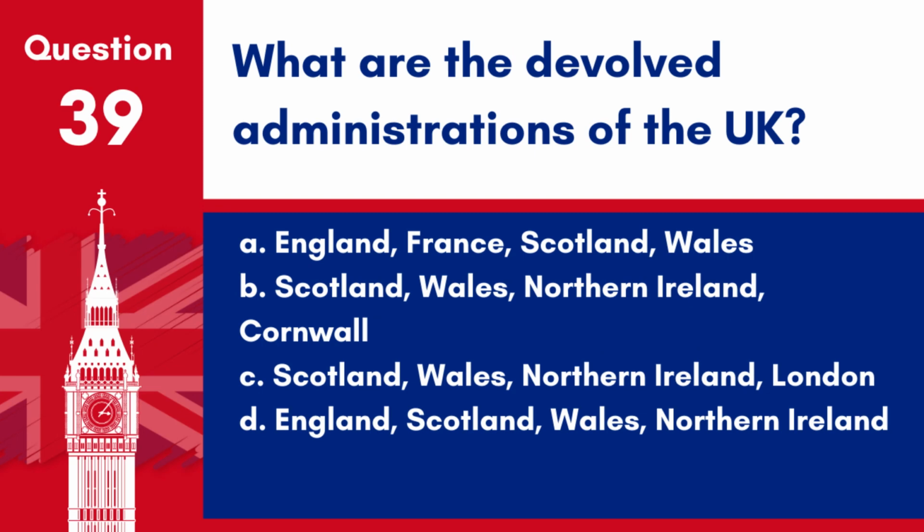Question 39. What are the devolved administrations of the UK? A. England, France, Scotland, Wales, B. Scotland, Wales, Northern Ireland, Cornwall, C. Scotland, Wales, Northern Ireland, London, D. England, Scotland, Wales, Northern Ireland. Answer: C. Scotland, Wales, Northern Ireland, London. The devolved administrations of the UK include Scotland, Wales, Northern Ireland, and London has a unique form of local governance.